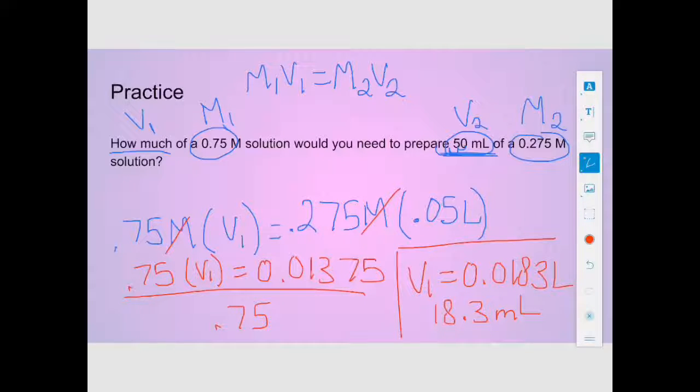So basically, you're in the lab, you have a 0.75 molar solution, but what you really need is a 0.275 molar solution. So what you would do is you'd take 18.3 mils, put it in a beaker, and fill the beaker to the 50 mil line. And that would be your solution. That's how we calculate dilutions.